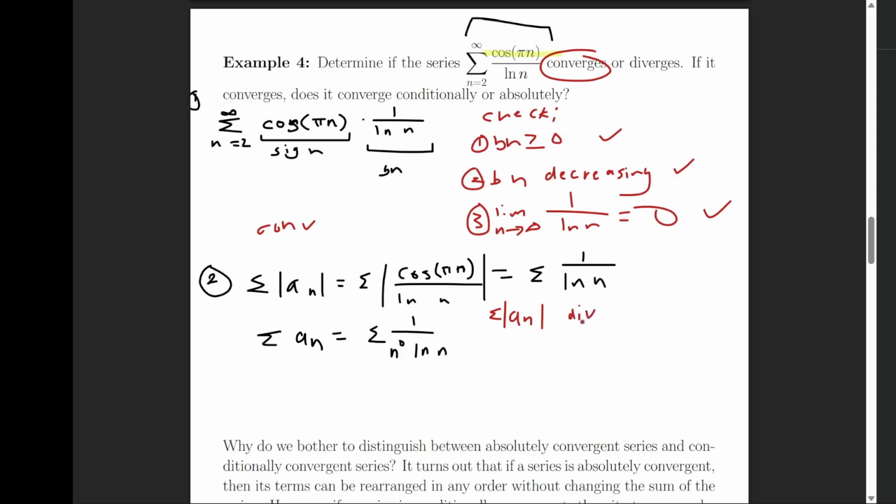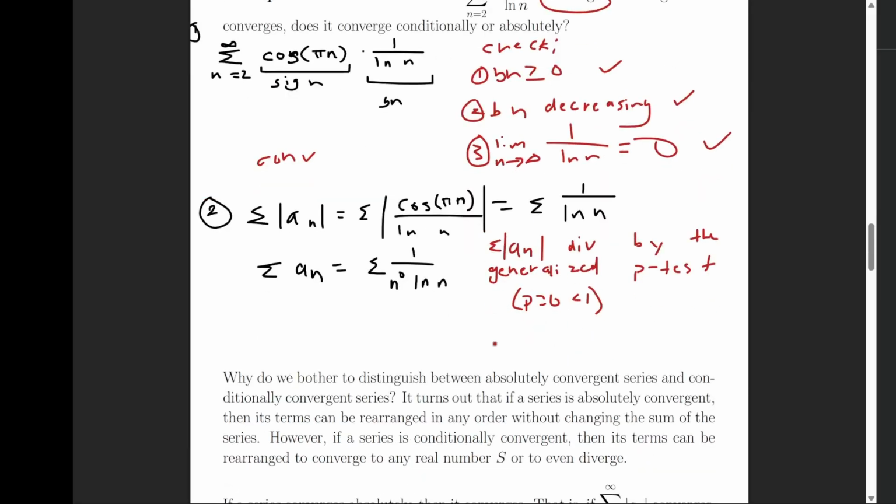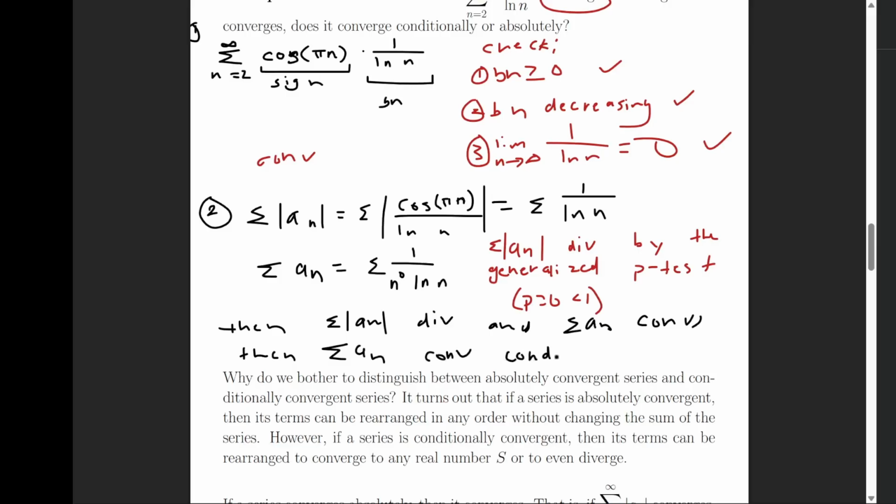So you write "diverges by the generalized p-test" as your explanation, and then you add p equals 0, which is less than 1. And then this should also add, since the absolute value of a sub n diverges and a sub n converges, it's supposed to be a comma, then a sub n converges conditionally will be your answer.